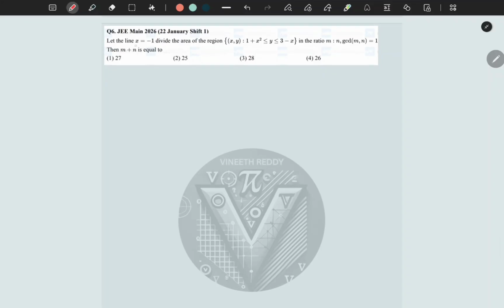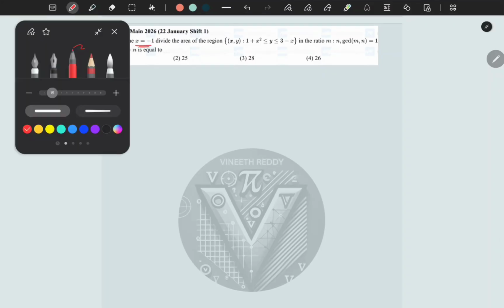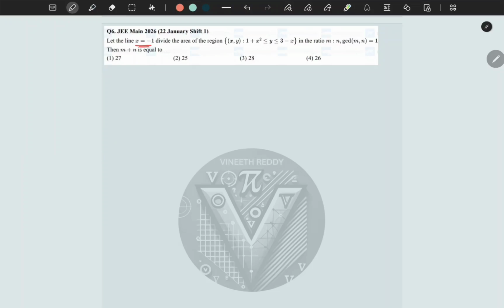Next question says, let the line x equals to -1 divide the area of the region. Again, we have a parabola here and a straight line here. So let us take y is equal to x square plus 1. Now this is a vertically upward facing parabola. So when x is 0, y will be equal to 1.